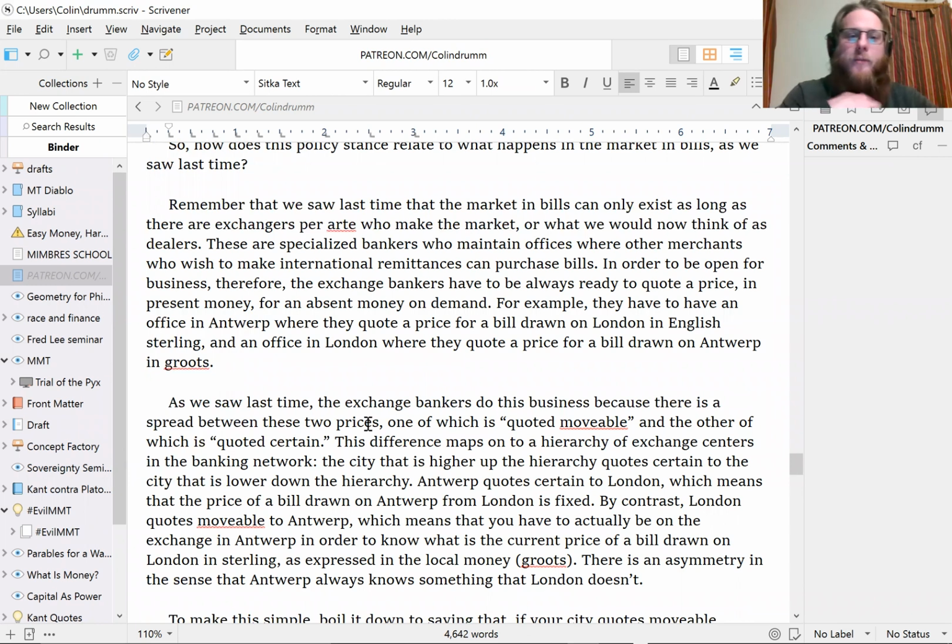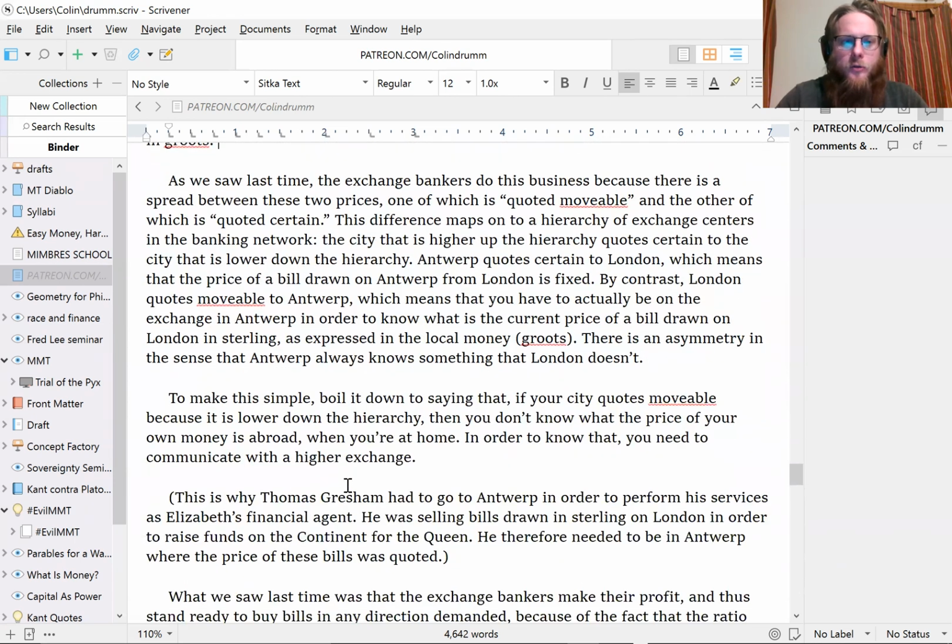In order to be open for business, the exchange bankers have to be always ready to quote a price in present money for an absent money on demand. So there's an office in Antwerp, and somebody walks into the office and says, hey, I've got Flemish money, I want to buy pound sterling in London. What's your price? If you don't quote a price, then you're not in business, and you're just losing money on your office. Similarly, in London, they're standing ready to buy bills drawn on Antwerp in groats.